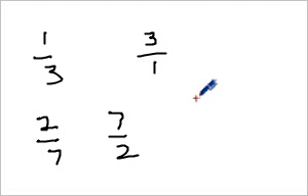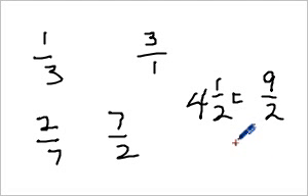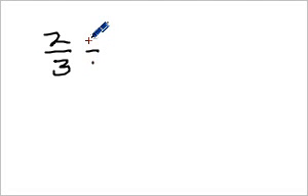If you have a mixed number like 4 1/2, you must first change it to an improper fraction, and this would be 9/2. And the reciprocal of 9/2 would be 2/9. So these two are reciprocals, 4 1/2 and 2/9. So what we've learned is that you can take a division question and change it to a multiplication question by using the reciprocal of the divisor.